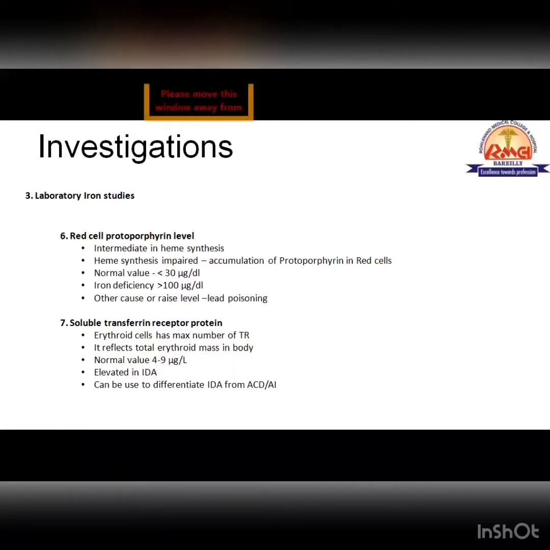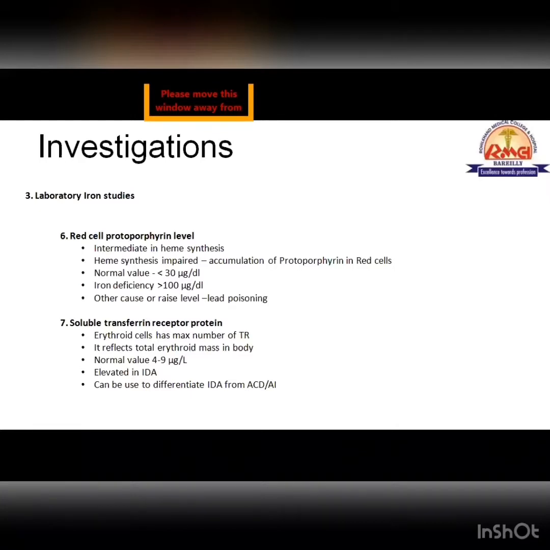Normally in the body, the protoporphyrin level in RBC, we are estimating inside the red blood cell, not in plasma, will normally be less than 30 microgram per deciliter. But if it is 3 times the normal value, which in medicine is mostly how it looks, 3 times 30 is 90. More than 100 is consistent with iron deficiency, by serum protoporphyrin level.